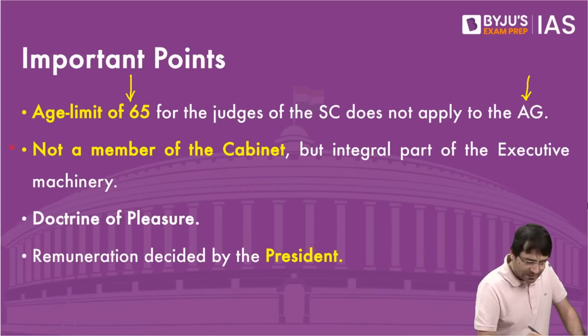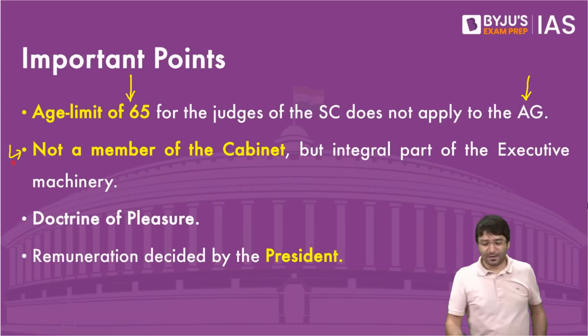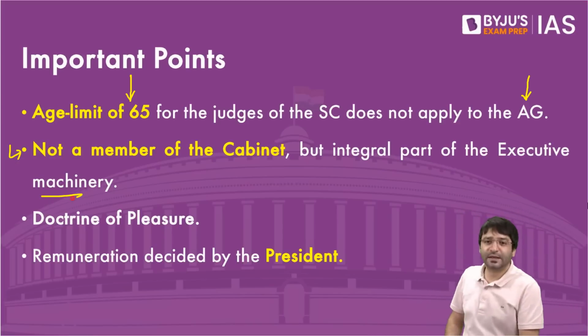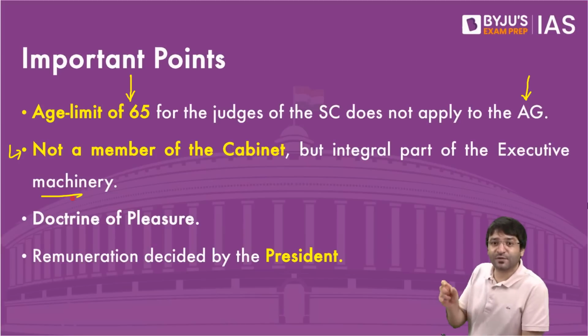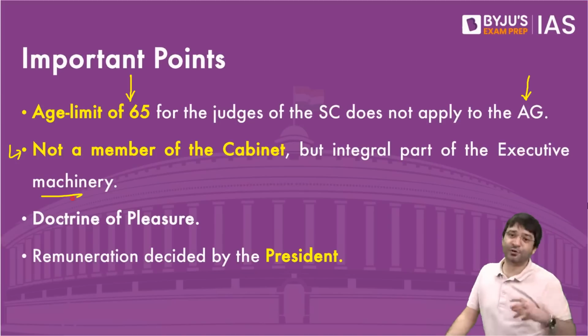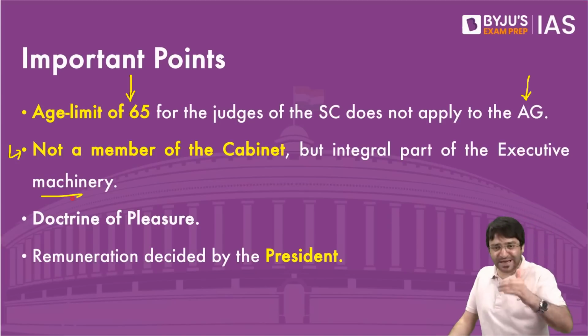This Attorney General is not a member of the cabinet, but it is an integral part of the executive machinery. Attorney General is not part of the Union Cabinet because the Union Cabinet consists of the Prime Minister and his top ministers. So please don't confuse. Attorney General is part of the Union Executive. Union Executive consists of the President, Vice President, Prime Minister, Council of Ministers, and the Attorney General for India.